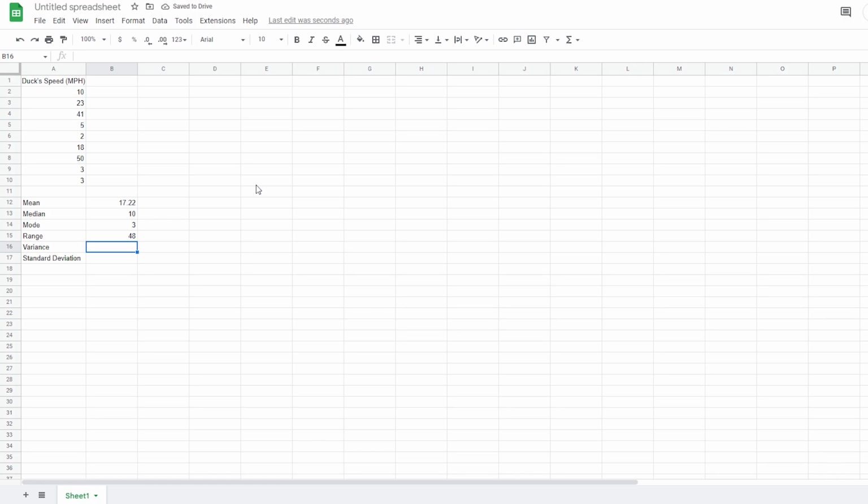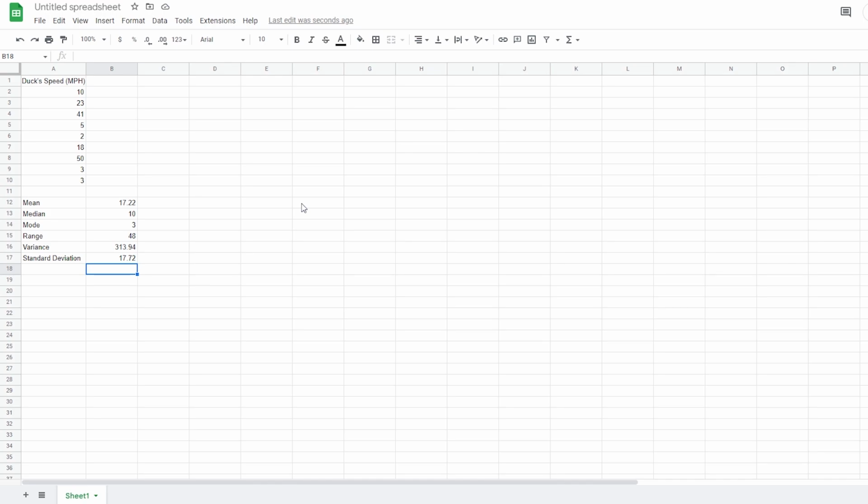Now variance and standard deviation are slightly harder to understand, but it's pretty easy. Let's calculate them first, then I'll explain. To get variance, you do equals VAR, so var for variance. Then you highlight everything, and then you press enter. 313.94. And to get standard deviation, you put equals STDEV. Then you highlight everything, and then you press enter. To get standard deviation, you can also just take the square root of the variance. You will get the same number.